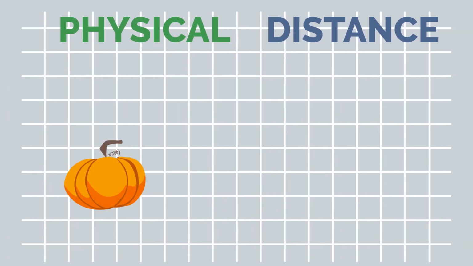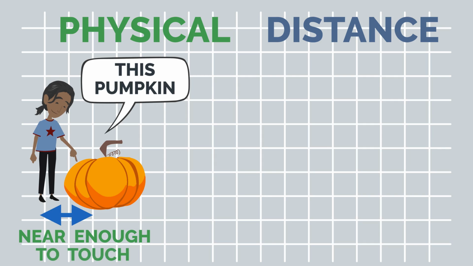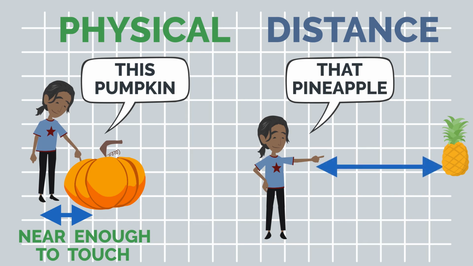For small things, we use this if the thing is near enough to touch it. This pumpkin. And we use that if we can point to the thing. That pineapple.